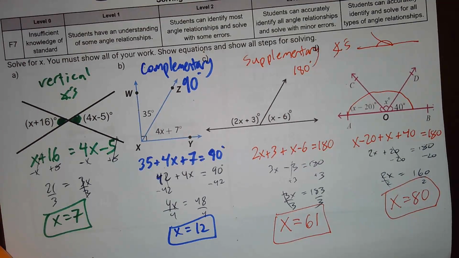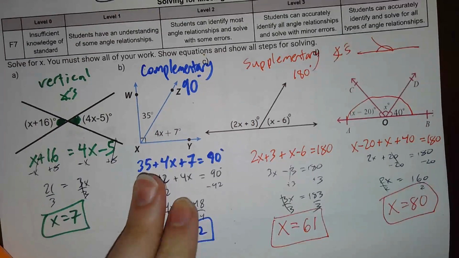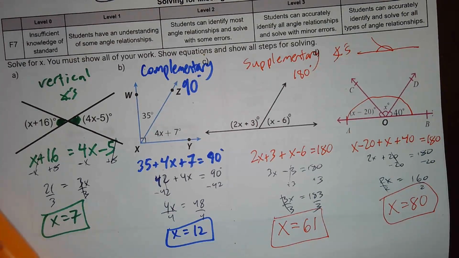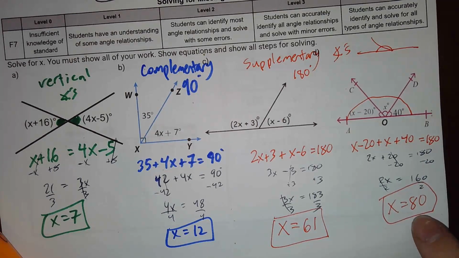All right, so for F7 letter A, we get x equals 7. For letter B, we get x equals 12. Solving letter C, we get x equals 61. And solving letter D, we get x equals 80.